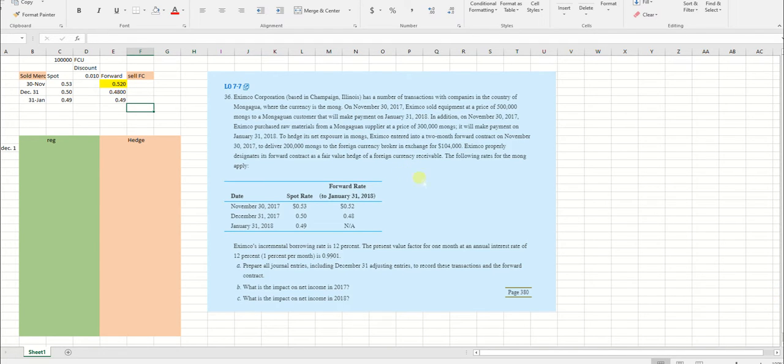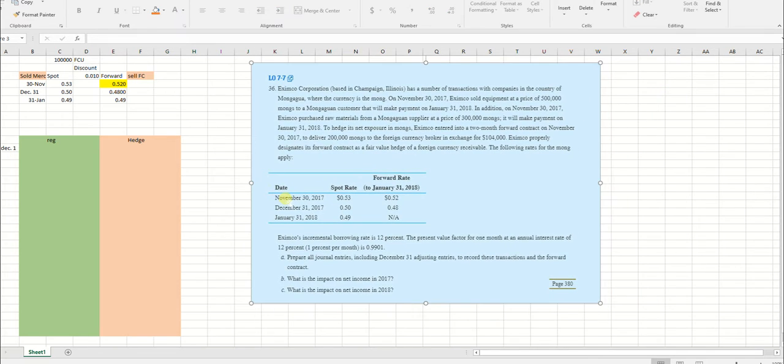All right, we're going to do number 36. So the first thing that you need to do is copy this table. So I've got that, the dates November 30th, December 31st, January 31st. The spot rate 0.53, 0.50, 0.49, the forward rate 0.52, 0.48, and since the forward rate and the spot rate on January 31st would be the same, I went ahead and filled that in.